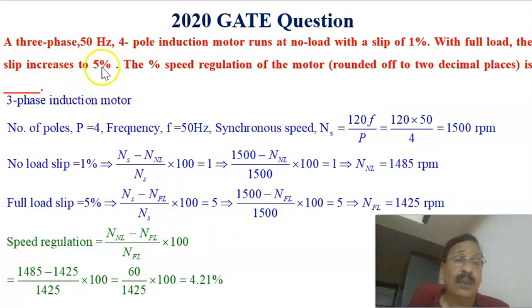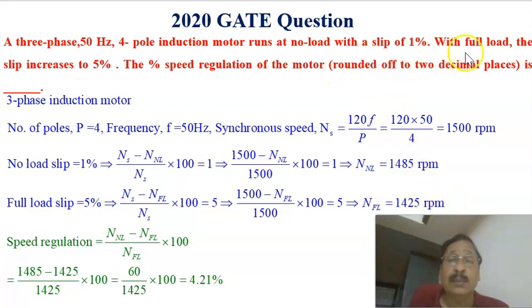That is full load slip equal to 5%. Substituting that, 5% equals (NS minus N full load) divided by NS into 100, or (1500 minus full load speed NFL) divided by 1500 into 100 equals 5. In this, the unknown is full load speed NFL, which is equal to 1425 RPM.